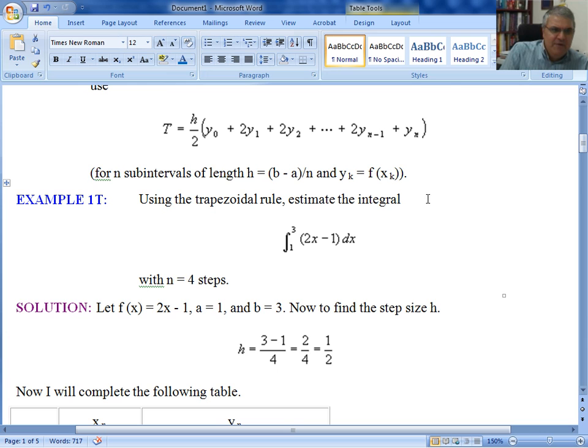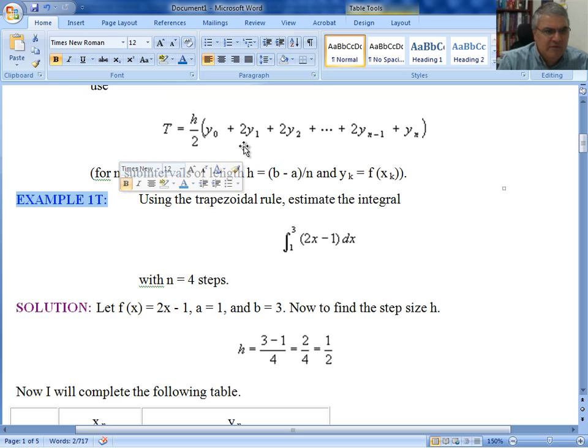Let's start looking at one example, example 1. If we have an integral of such a form, which is a simpler form of the integral, we would like to integrate this function over a range of 1 to 3, and the number of steps is 4. So in this case, let f of x be 2x minus 1, a would be 1, and b would be 3. So we set that up.